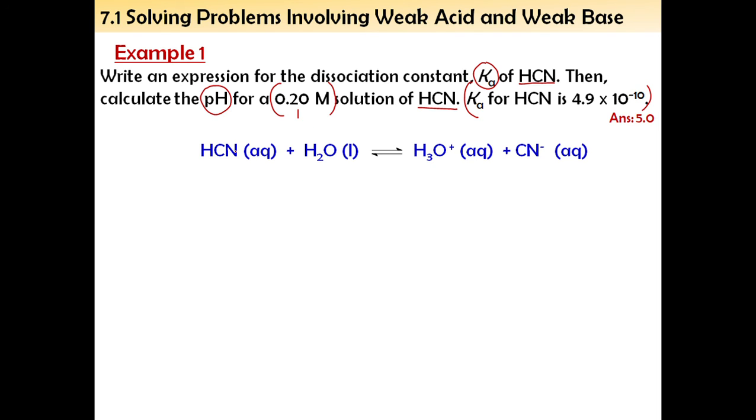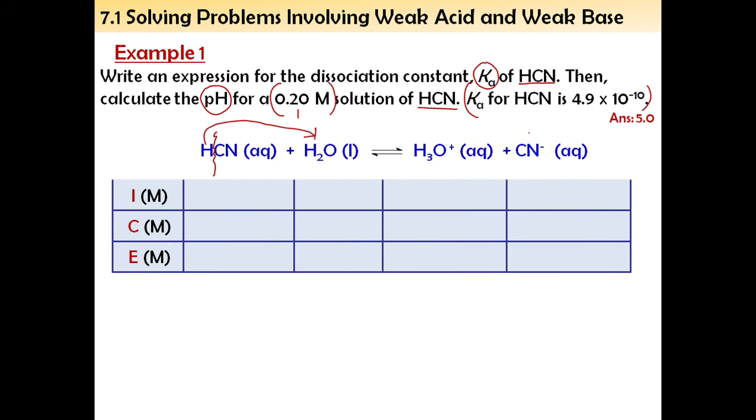Untuk HCN, dia akan dissociate macam ni. Jadi HCN ni akan derma H plus dekat H2O. That's why dia berasid. So awak akan dapat H3O plus dengan CN minus. Okay, hopefully boleh tulis equation ni. Bila kita dah tulis equation, kita pun buatlah ice table.